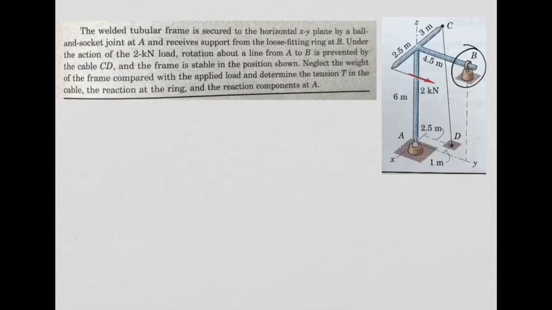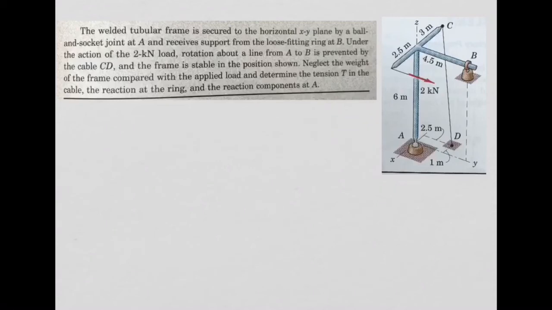So what is the question? So you have this load, we talk about it. Now, they also say here, rotation about a line from A to B is prevented by the cable CD. The cable is stable, the frame is stable in this position. They ask us to neglect the weight of the frame. Of course, this frame has some mass, it will have some weight, but basically they are saying, comparing the weight with this force of 2 kilonewtons, we can basically neglect the weight. That's what they are asking us to do.